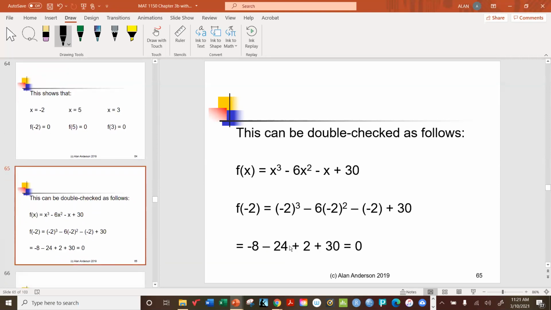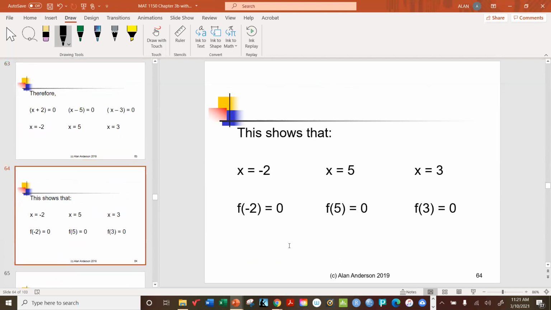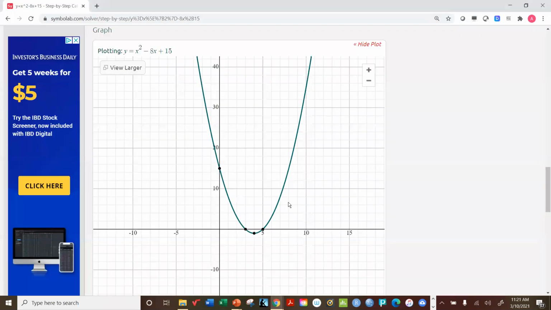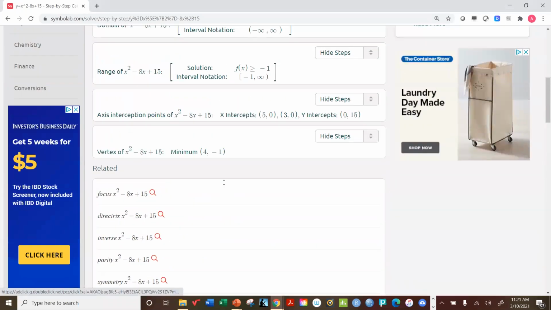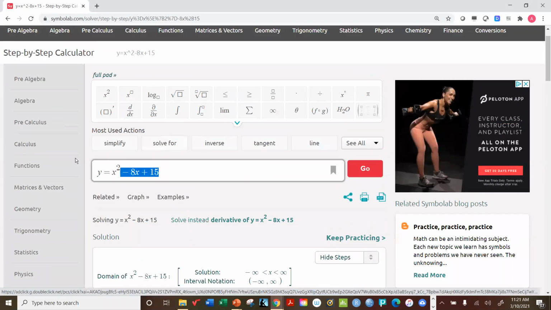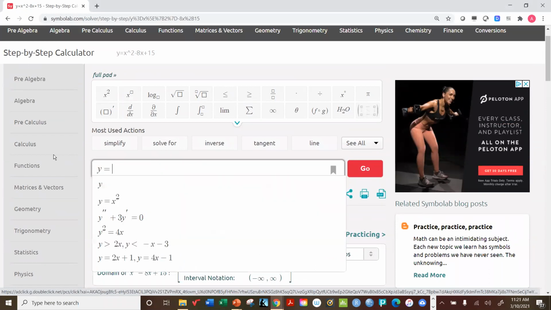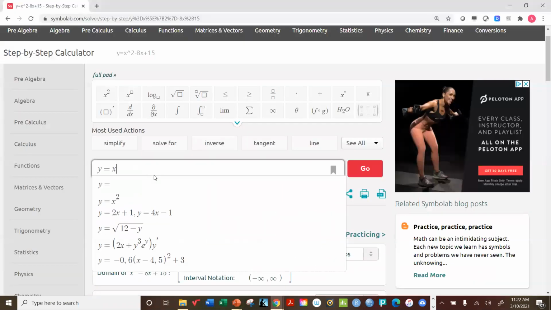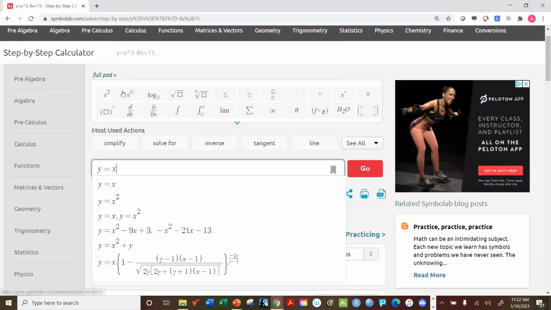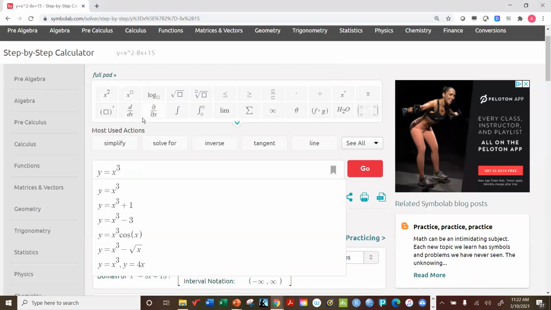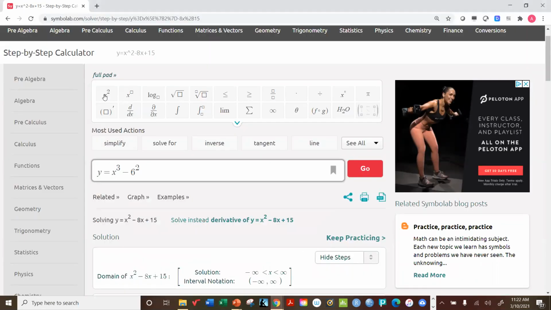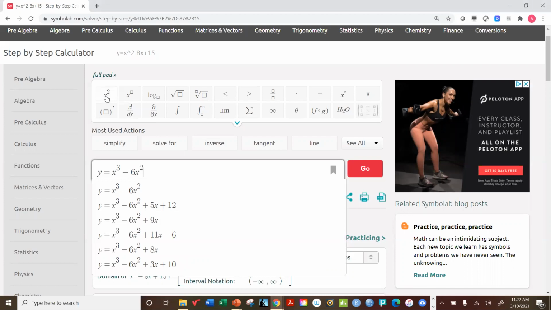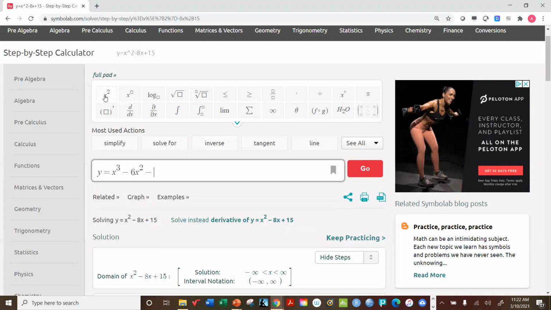So yeah, oh, that's interesting. Negative 2 is also a solution. It didn't show up. Oh, you know why? I think I graphed the wrong thing. That's why. I was supposed to graph the original function. No wonder. Y equals x cubed minus 6x squared, oops, minus x plus 30.